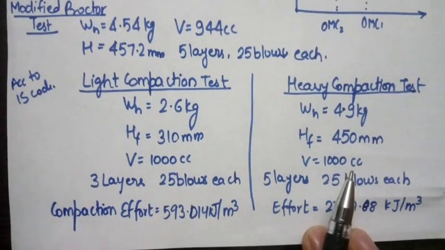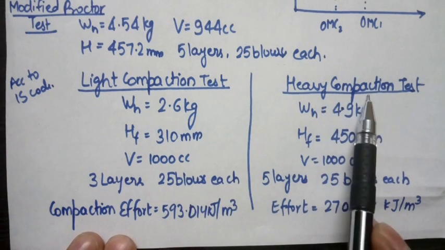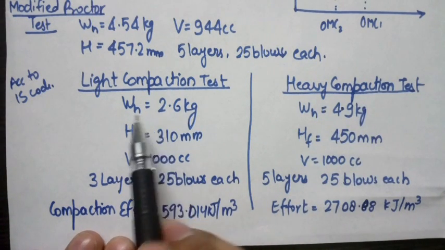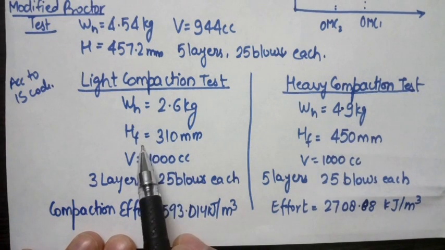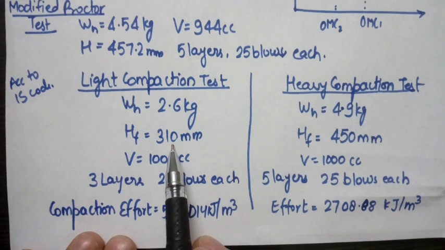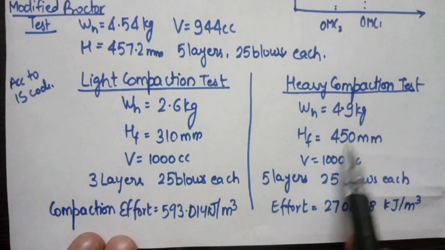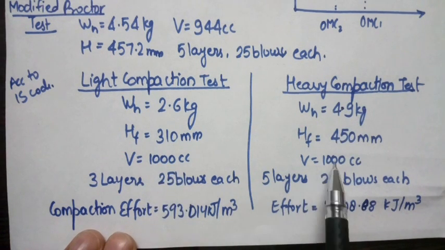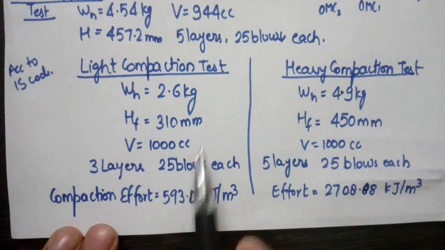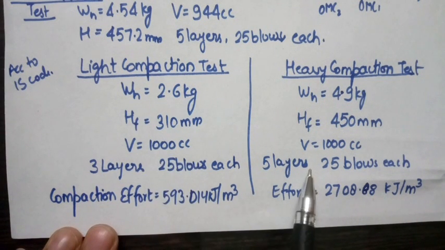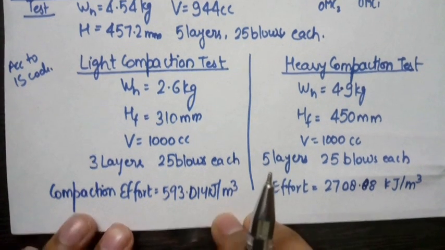According to the IS code, we have two types of compaction test. First one is the light compaction test, second one is the heavy compaction test. In the light compaction test, we have a hammer weight of 2.6 kg, in the heavy one we have 4.9 kg. Height of fall is 310 mm in light compaction and 450 mm in heavy compaction. Volume is 1000 cc in both. We use 3 layers with 25 blows each in the light compaction test. In heavy compaction we use 5 layers and 25 blows each.